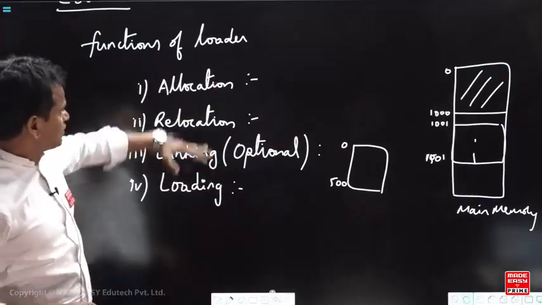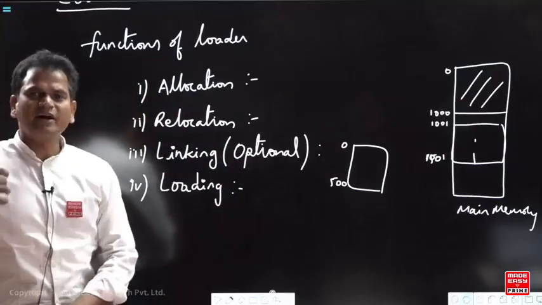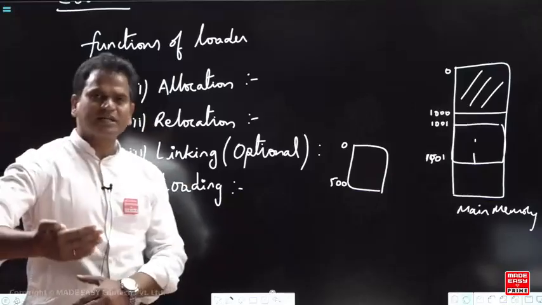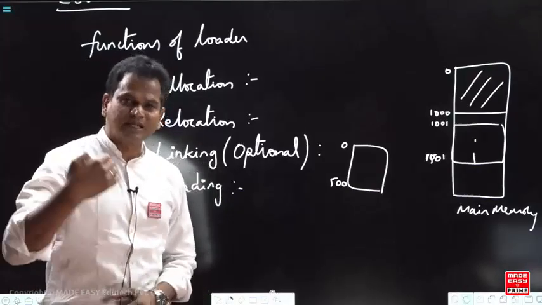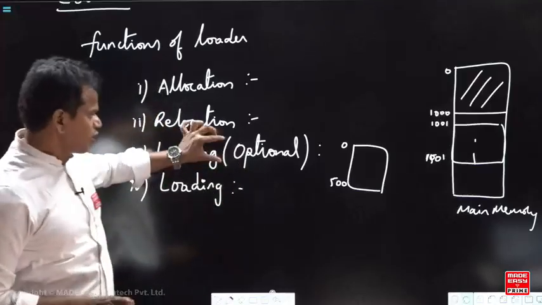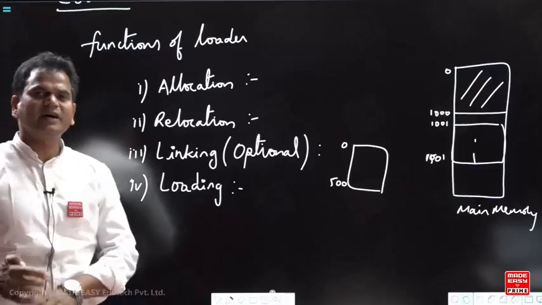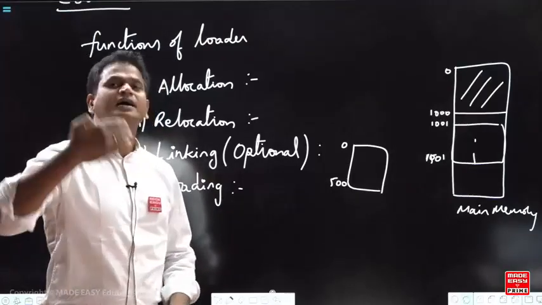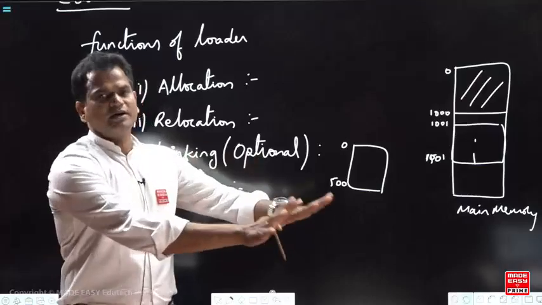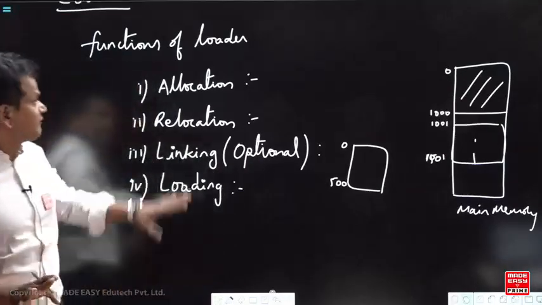Then the functions of the loader are allocation, it allocates the space; relocation, the way of mapping from virtual address space to physical address space; and linking, some loaders will also perform linking. Linking means linking all the different modules into a single module. It is optional, it is not done every time. And loading means it loads the executable program, instructions, data, everything into the allocated space in the main memory. This comes under the functions of the loader.